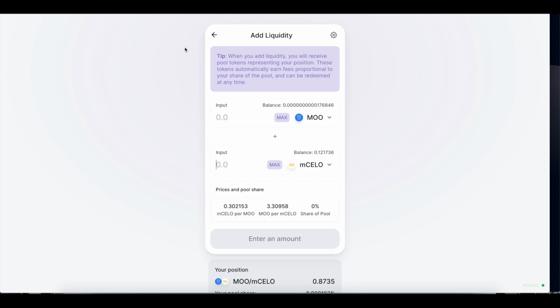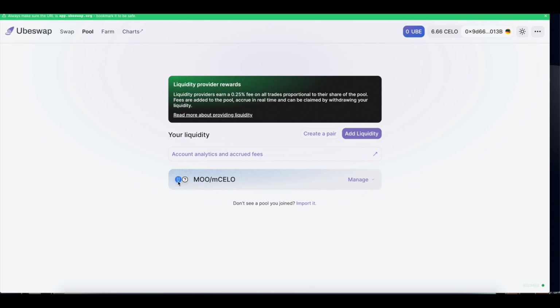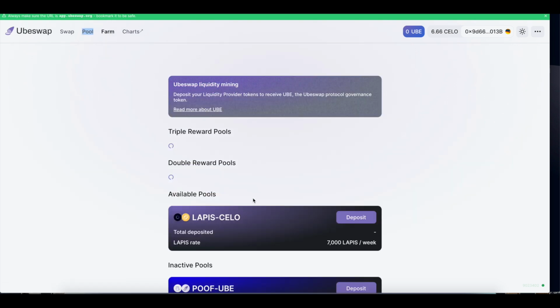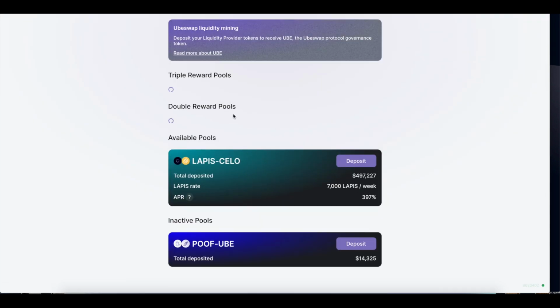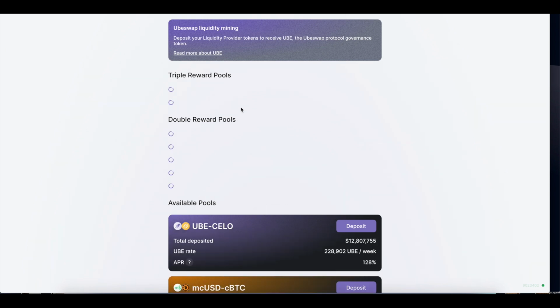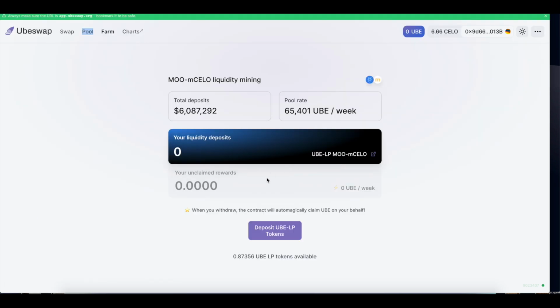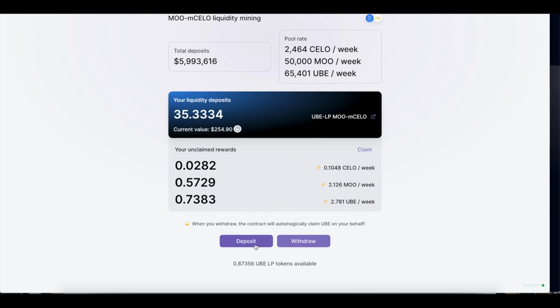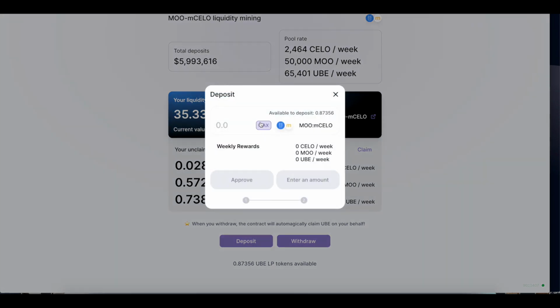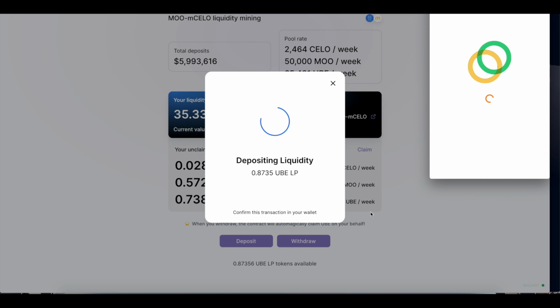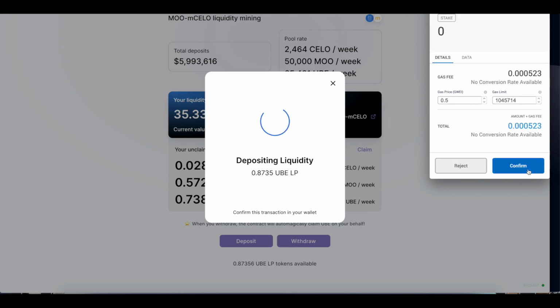So I just added liquidity, literally that easy. So it was super easy to add liquidity. Keep in mind, I'm not earning any rewards except for swap fees on this. I need to go farm with the coin. So I need to find the Mu CELO pool. The reason why I like the Mu CELO is because they're paying out pretty well on the rewards. It is a triple reward pool. So I just go here, and I say manage, and I deposit my UBE tokens. So I hit deposit, I hit max, and I hit deposit. Boom, that's it. That's all you do, Mark.